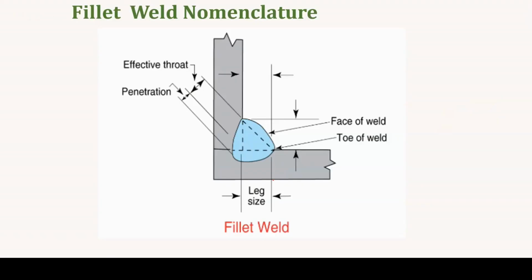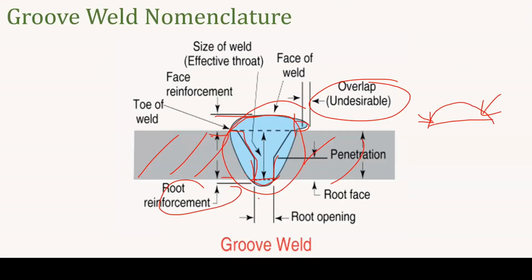We have the same for fillet type welding nomenclatures, right? The thing is the same. The depth of the welding is nothing but the penetration, how much it is going inside the base material. The starting point is the throat, and this is the face of the welding, and the total portion is the leg size. So generally in welding we will have two different types: one is the groove type and the other is the fillet type.